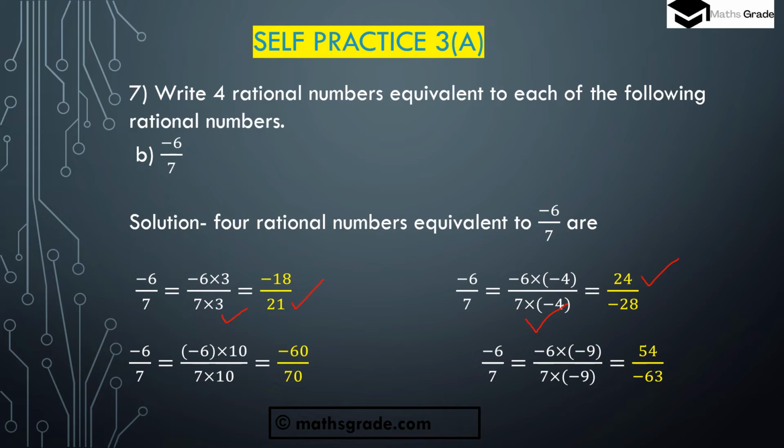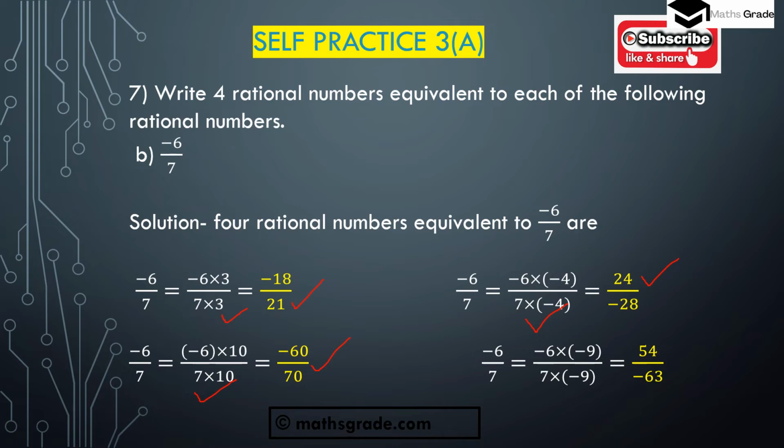If we multiply the number 10 with both numerator and denominator of minus 6 divided by 7, we get minus 6 multiplied with 10 is minus 60 and 7 multiplied with 10 is 70. So we get minus 60 divided by 70, which is equivalent to the rational number minus 6 divided by 7.